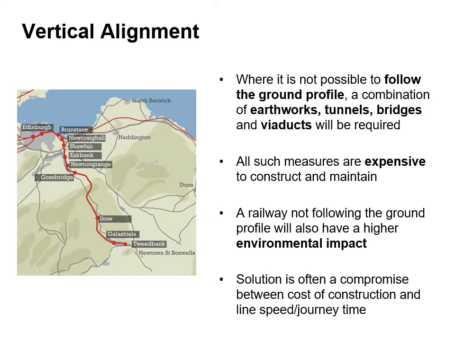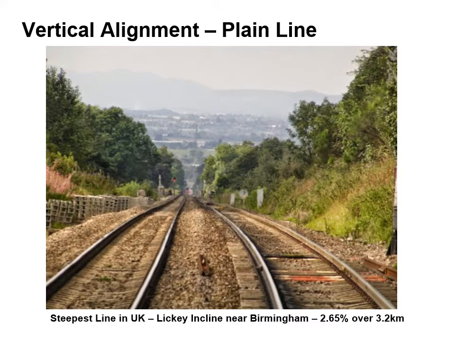All such measures are expensive to construct and also to maintain. The railway, not following the ground profile, will also have a higher environmental impact. The solution is often a compromise between cost of construction and line speed or journey time. The steepest line in the UK is the Lickey Incline near Birmingham. It has a 2.65% gradient over 3.2 kilometres.